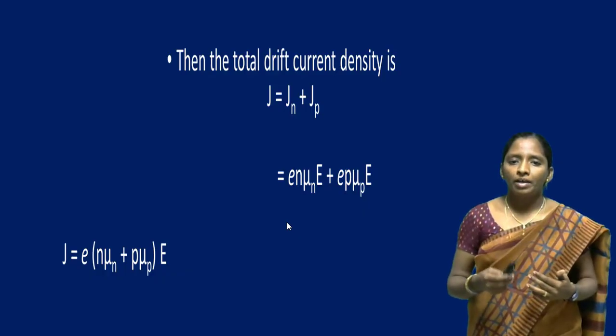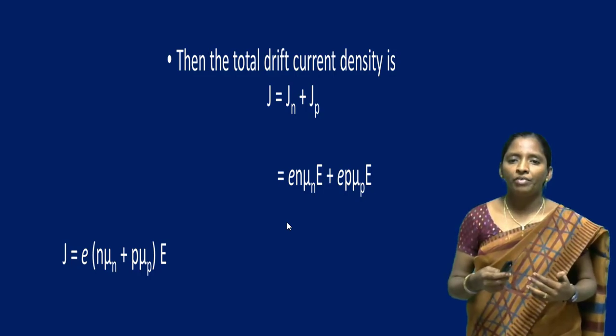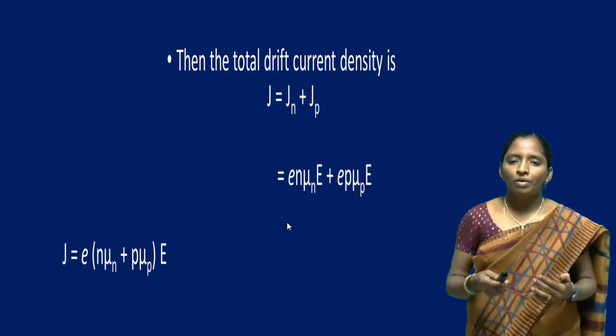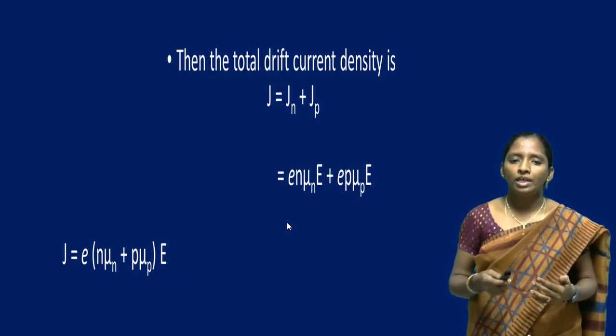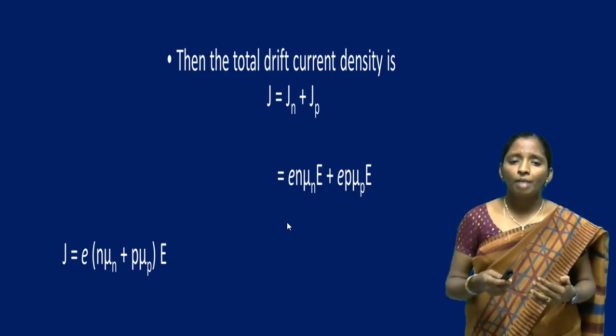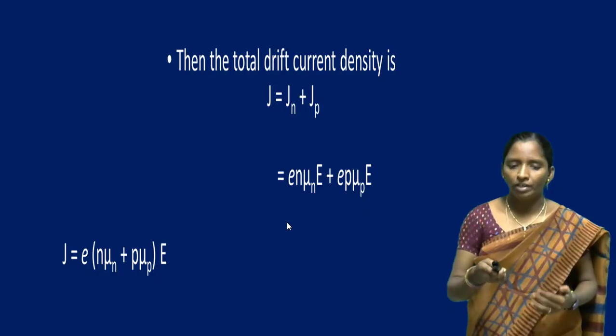We know the equations for drift current density of holes and drift current density of electrons. Substitute those values in the equation, then you will get J equal to e into N into mu n into E plus e into P into mu p into E. Now take small e and capital E common, then you will get J equal to e into E into N mu n plus P mu p. Here capital E is the applied electric field.